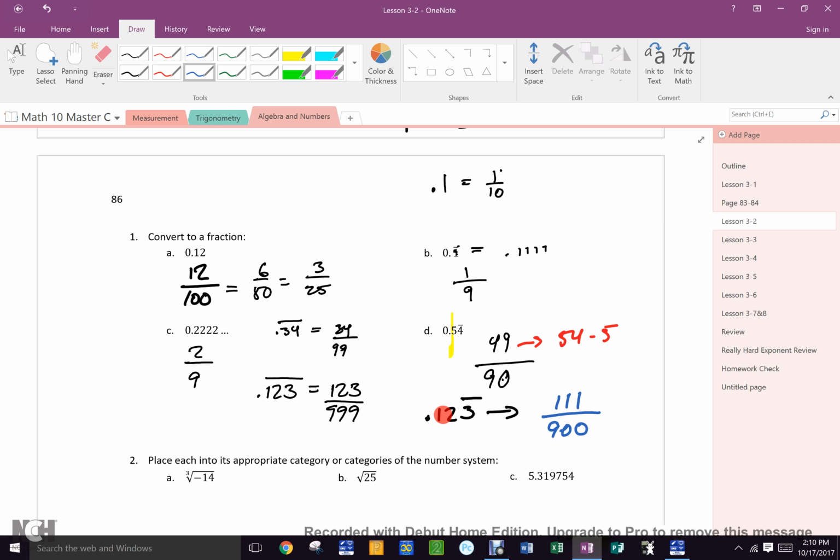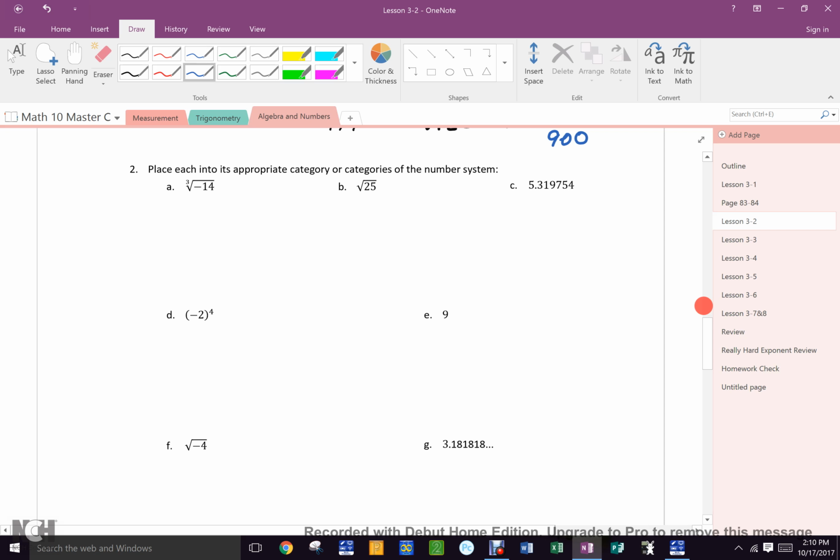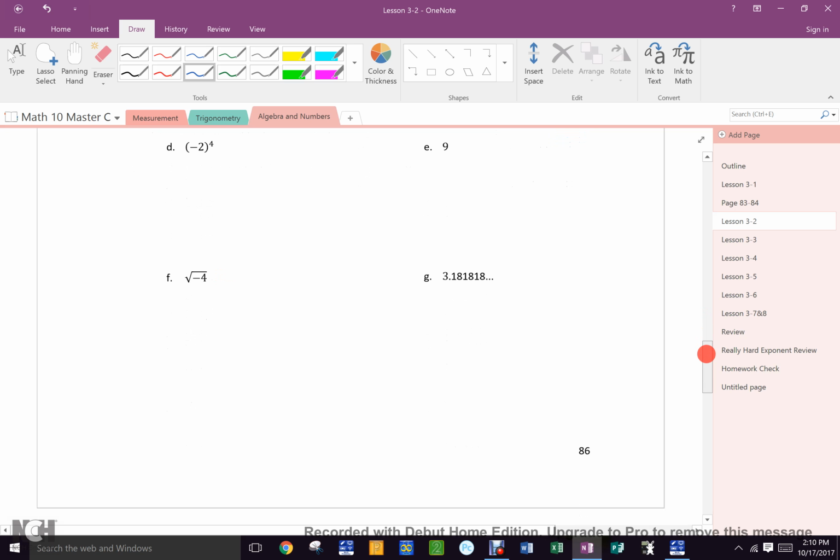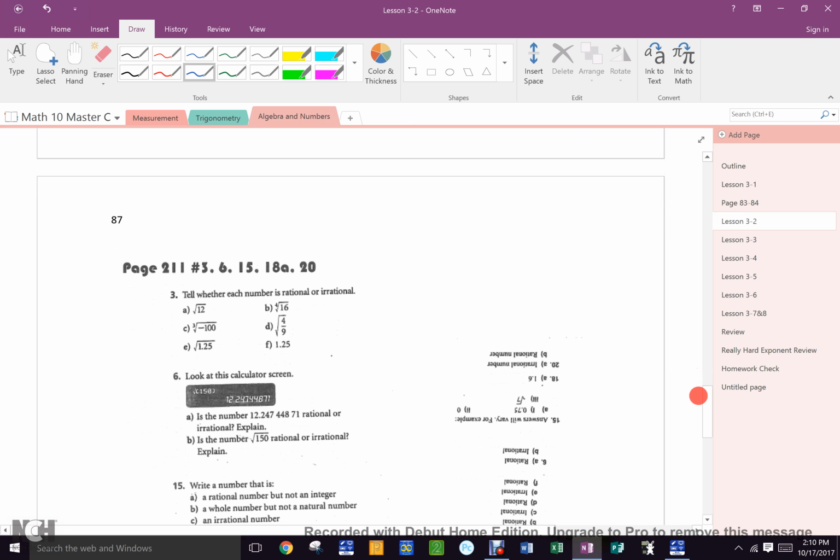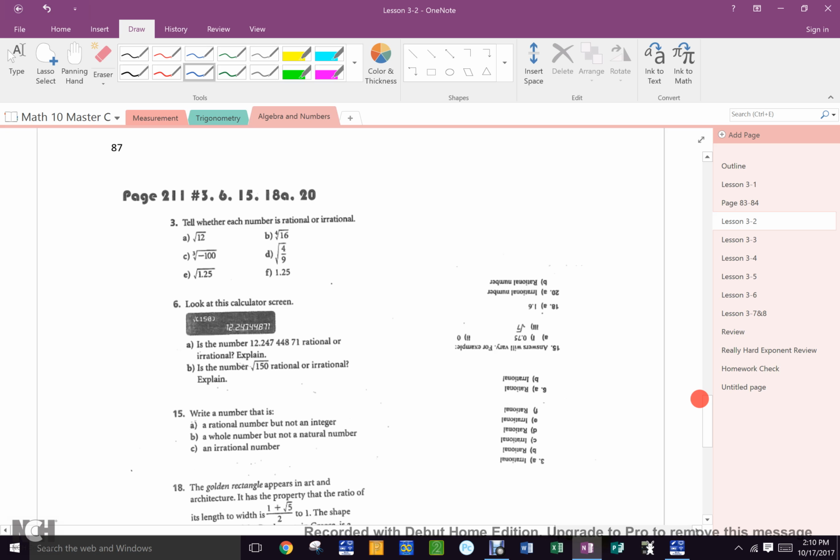Listen to me carefully. You're going to finish this page. If you can't remember how to do these with your calculator when it's a cube root, leave it blank. But I don't need numbers here. I only need what category it fits into. Is it a whole number? Is it irrational? Is it whatever? That's the rest of this page, 86. Then you're going to do 87, which is more of the same stuff. And that's your work for the day.